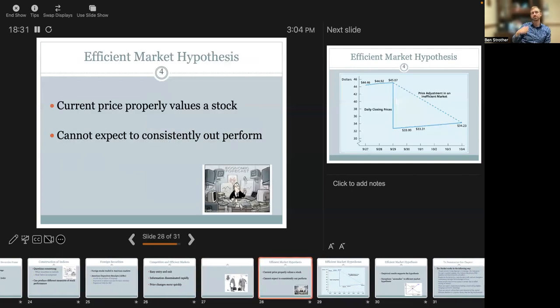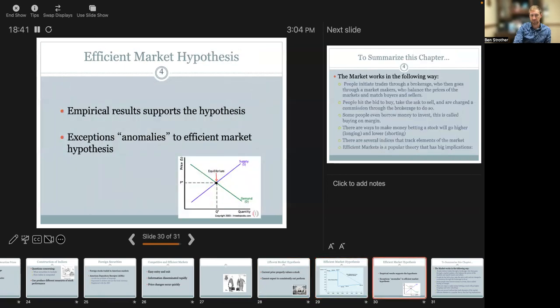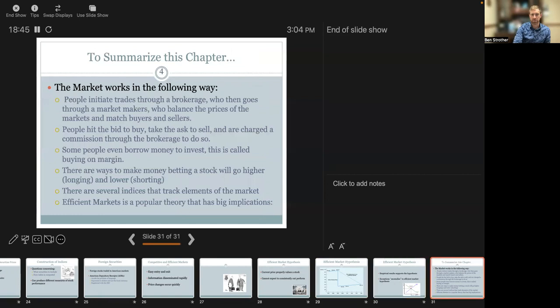These are the assumptions that we follow with that. Current prices properly value a stock. You cannot expect outperformance because of that, at least in the long run. And there are exceptions and anomalies to that in the market that we look at as well.